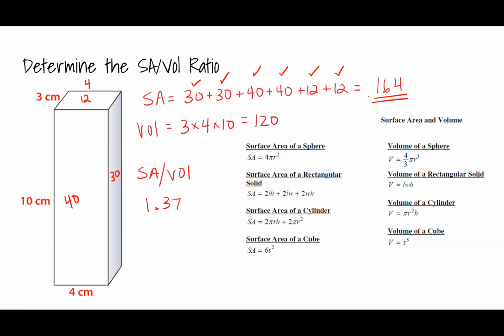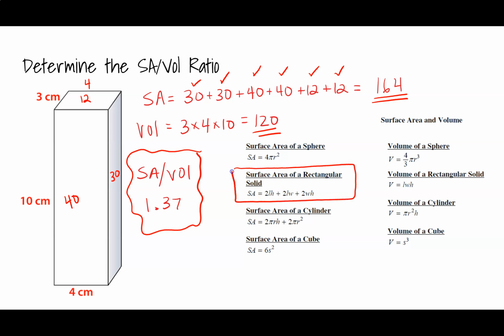My volume is very simply 3 times 4 times 10, which is 120. And again, I believe I rounded this one wrong on the answers I sent you too. Again, embarrassing. Here's the answer, 1.37 rounded to the hundredths place. And again, this time I used the surface area of a rectangular solid, and I used the volume of a rectangular solid. So it's different from a cube.